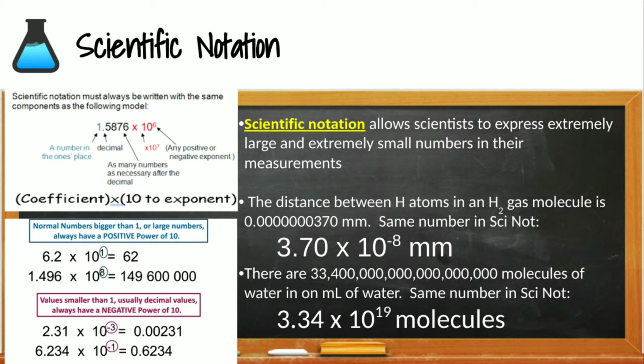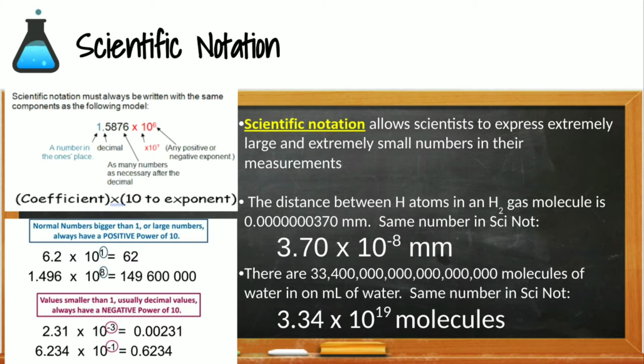Notice the millimeter distance between two hydrogen atoms in a hydrogen gas molecule. You can see it's a very small value. But instead of writing all those zeros, which can be really hard to transfer from one place to another, we can rewrite this number in scientific notation. In scientific notation, we would move our decimal so it results in a number between 1 and 10. So 3.70 times 10 to the negative 8. Now, why is it a negative 8? Because the original value is much smaller than the value of 1.